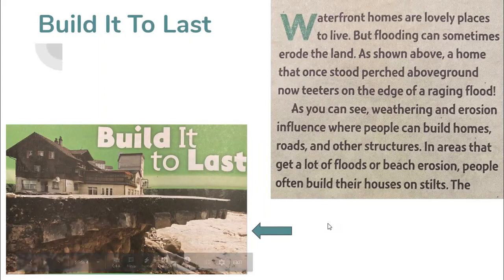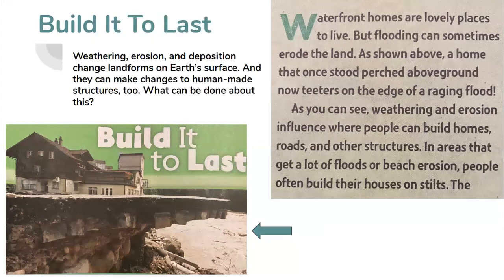Build it to last. Waterfront homes are lovely places to live, but flooding can sometimes erode the land. As shown above, a home that once stood perched above now teeters on the edge of a raging flood. As you can see, weathering and erosion influence where people can build homes, roads, and other structures. In areas that get a lot of floods or beach erosion, people often build their houses on stilts.